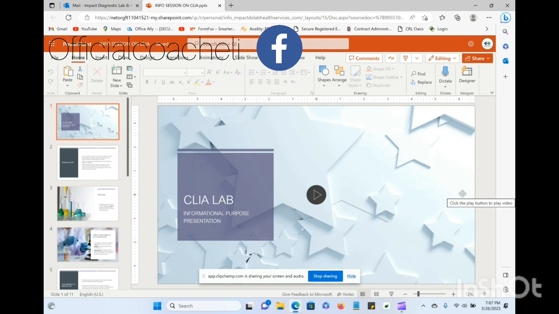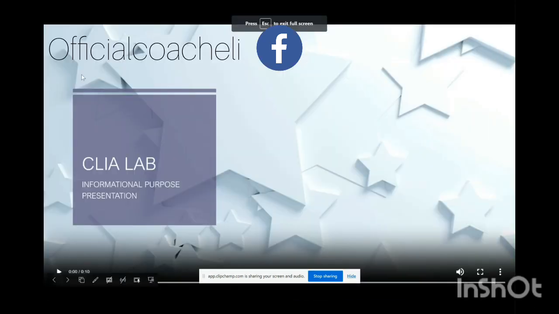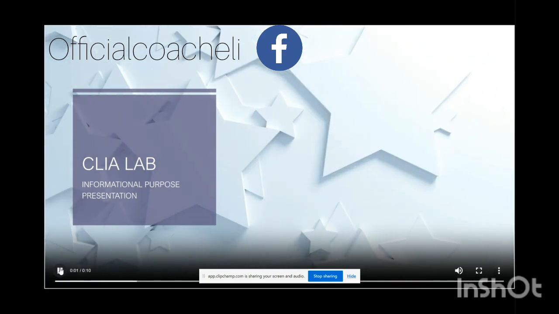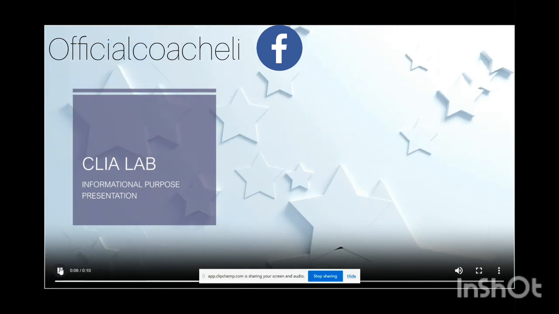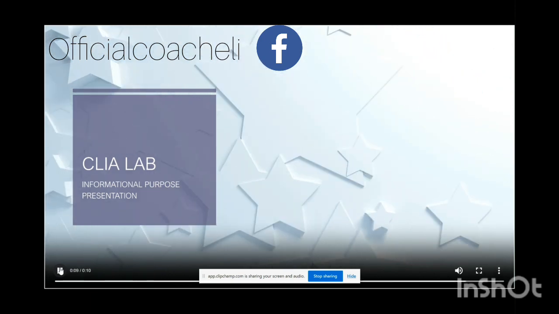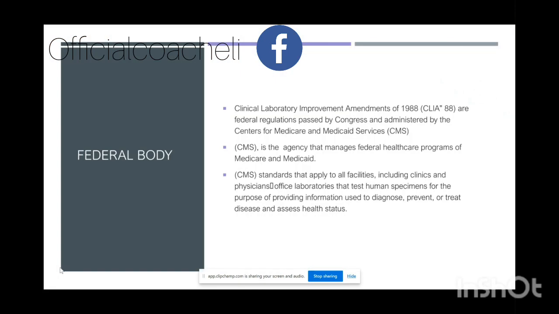All right. Today's topic is going to give us some information on CLIA Lab. I am pretty sure that a lot of you have been hearing about the word CLIA. What is CLIA? CLIA here, CLIA there. What is it? I'm going to break it down to you guys, okay? I'm going to share with you everything you need to know when it comes to CLIA Lab. All right, I will get started.